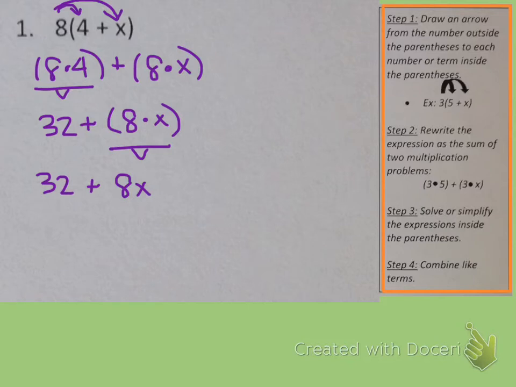Now, I can't do anything else. There are no more parentheses, so that's good. Now we look at step 4, combine the like terms. Like terms are terms that have the same variable. Well, 32 doesn't have a variable and 8x does, so I cannot combine them because they're not like terms. Therefore, 32 plus 8x is the answer to this problem.